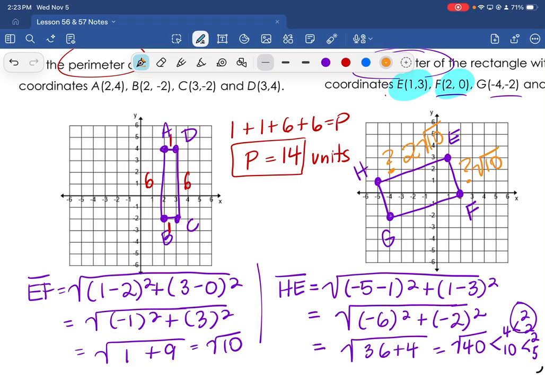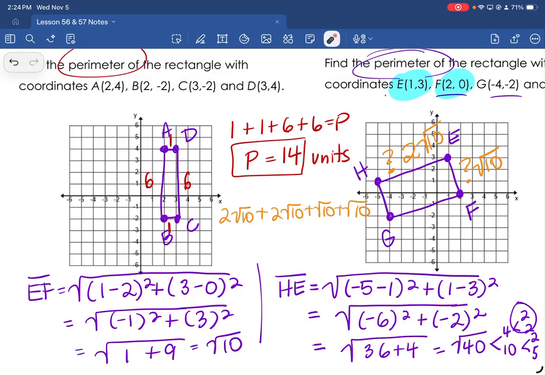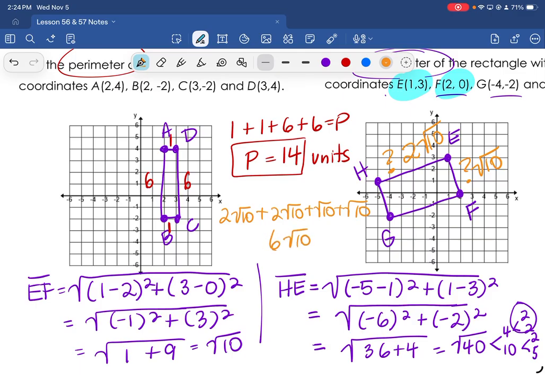Okay, here we go. We're almost there. So 2 root 10 plus 2 root 10 plus root 10 plus root 10. All right. Well, this is 2 plus 2 plus 1 plus 1 of these. So that's 6 root 10. And then, like y'all said, units. Whew. Not hard, but definitely a lot of work.